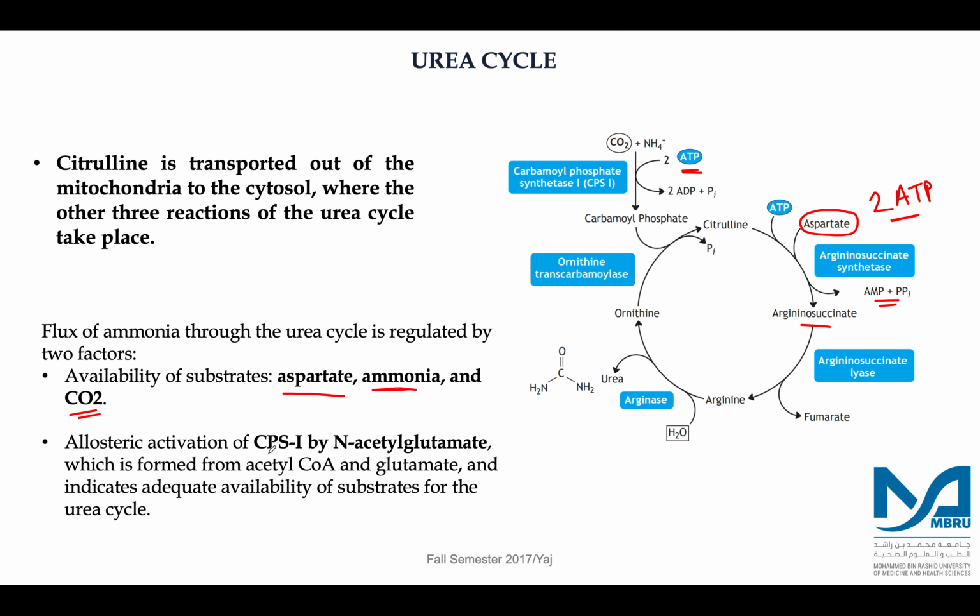Apart from that, the rate limiting enzyme, that is carbamoyl phosphate synthetase 1, is allosterically activated by a specific metabolite known as N-acetyl glutamate, which is formed from acetyl coenzyme A and glutamate. So if I have enough glutamate and of course enough acetyl coenzyme A, I will get this particular metabolite, and the rate limiting step will be activated and the urea cycle will proceed forward.